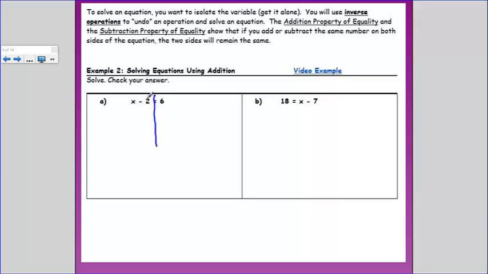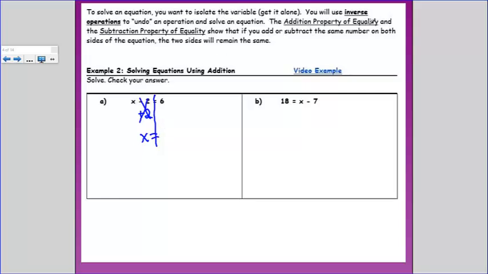The equal sign splits your equation into a left side and a right side. The basic idea is you want to, as it says up top, isolate the variable, which means get it alone. You want to have x be by itself. You will use inverse operations to undo an operation to solve a problem. So basically on the left side we have x minus 2. To get x by itself, we're going to do the inverse of minus 2, which is plus 2. These two balance each other out, because if you take away 2 and add 2, you go right back to that original number. You have x by itself.